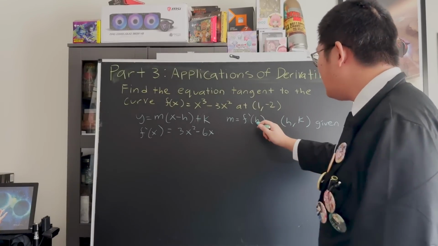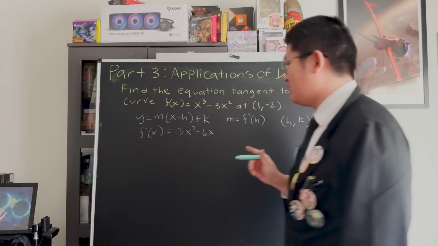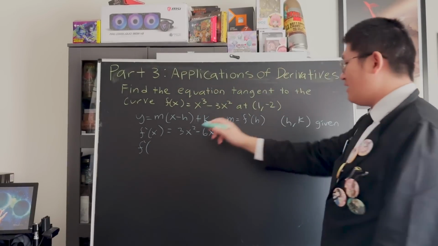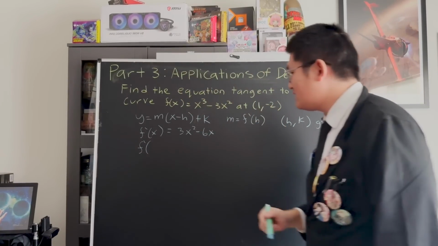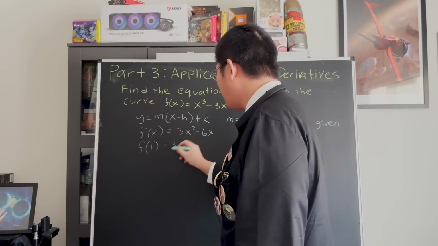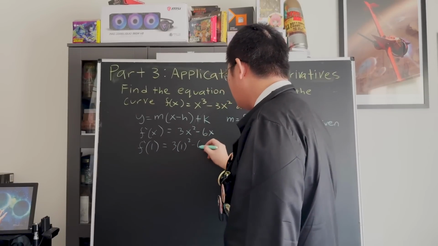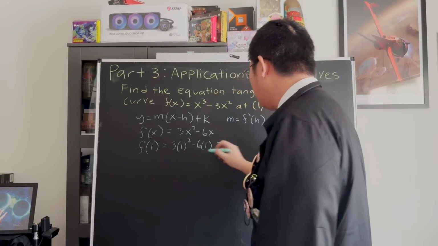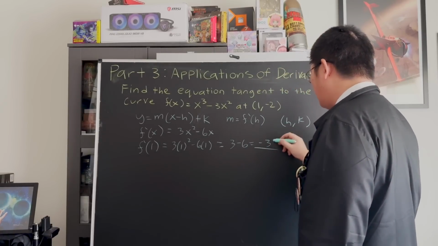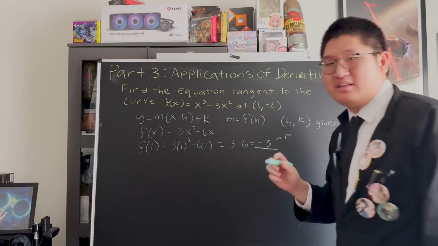Then we need to plug in the x value to find that slope at a specific point. So now we will plug in for f prime of 1, because that is the x value at the point they're looking at. So f prime of 1 becomes 3 times 1 squared minus 6 times 1. Pretty simple. This becomes 3 minus 6, which is negative 3. Again, that is going to be the slope.